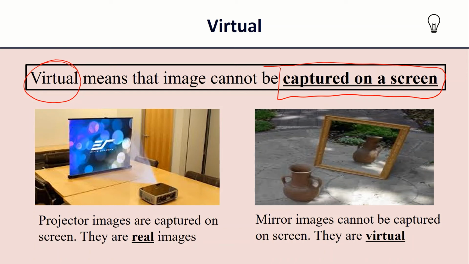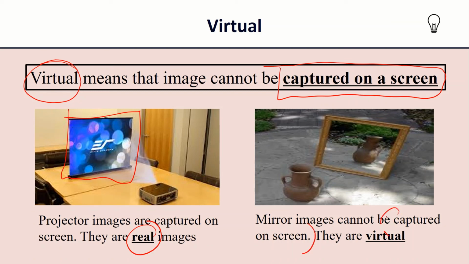Okay, so let's look at an example here. The projectors in classrooms or offices, meeting rooms, can be captured on the screen, on the surface, right? Typically the screen at the front of the classroom. So these images are real. But on the other hand, as opposed to that, mirror images cannot be captured on the screen.